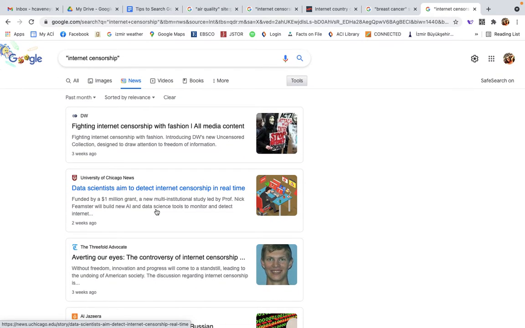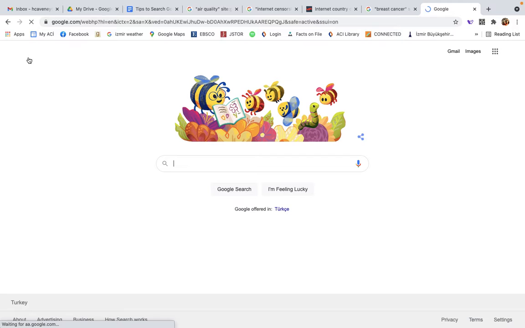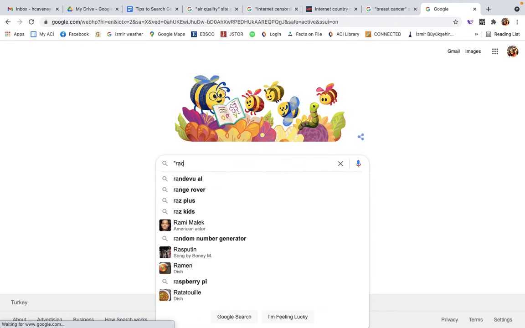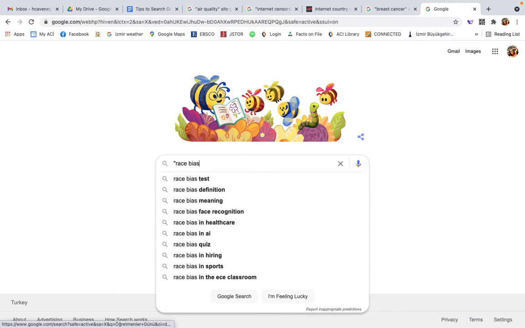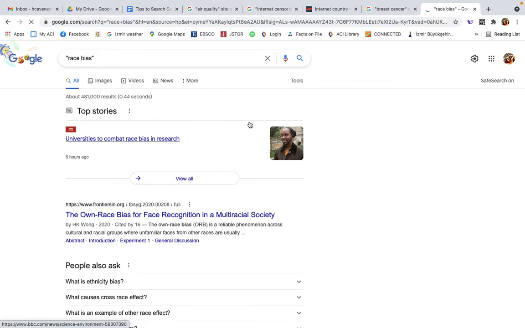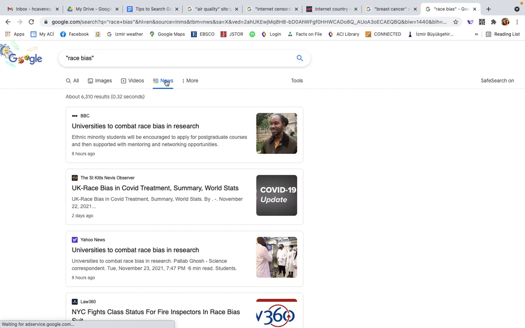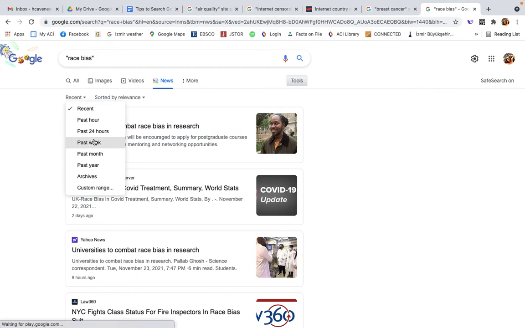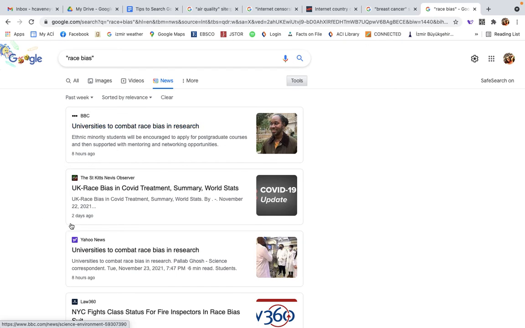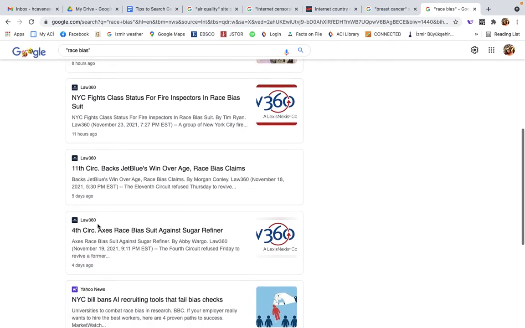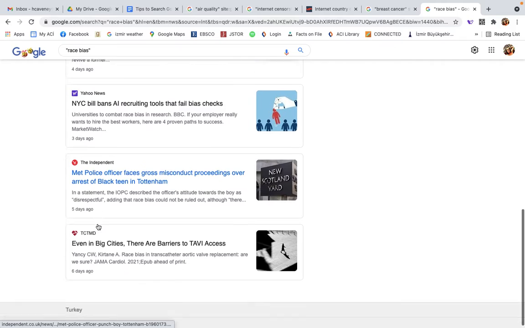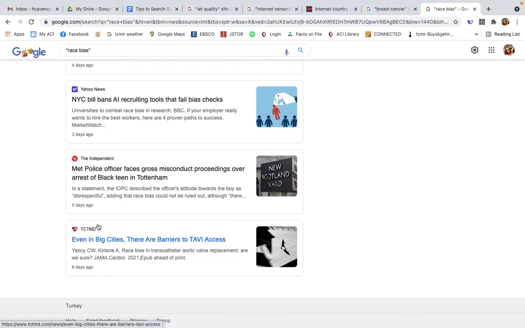This is really useful when you're looking at current events. For example, let's look at race bias. This is a hot topic. So here's my search. It's a 2-word term. Let's go to news. And I'm going to do tools, and I'm going to do the past week. And here we go. 8 hours ago, 2 days ago, 8 hours ago, 11 hours ago. So I have some topics that are in the news right now.